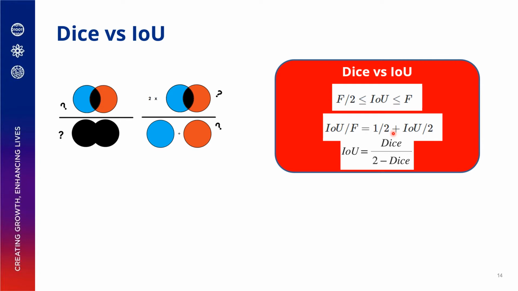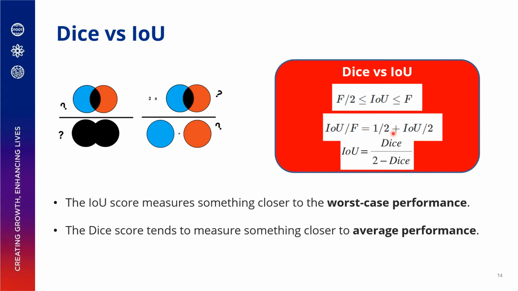So which one do you use? Generally speaking, we use IOU for object detection and we use dice for image segmentation. IOU score normally measures something closer to the worst case performance, so think of it as your L1 norm. Your dice score tends to measure something closer to the average performance, so think of it as your L2 norm.